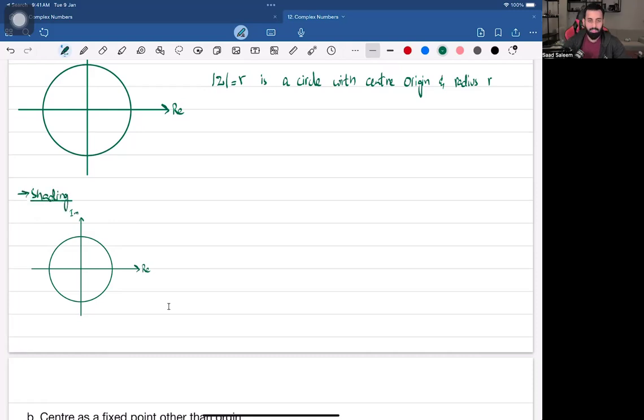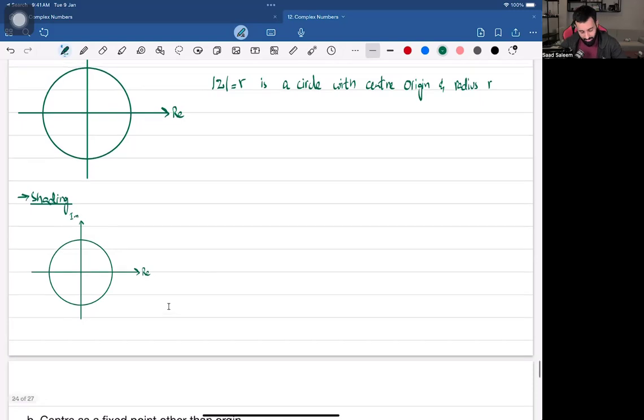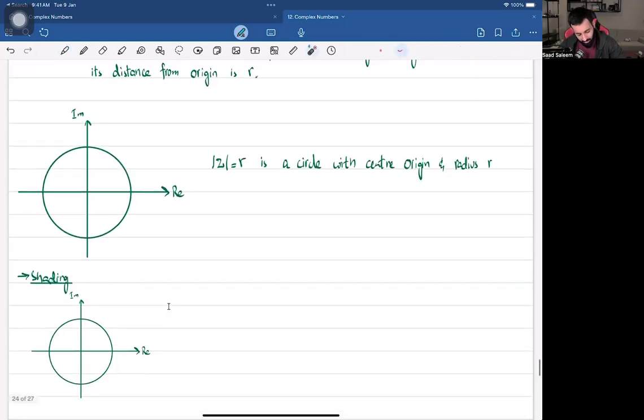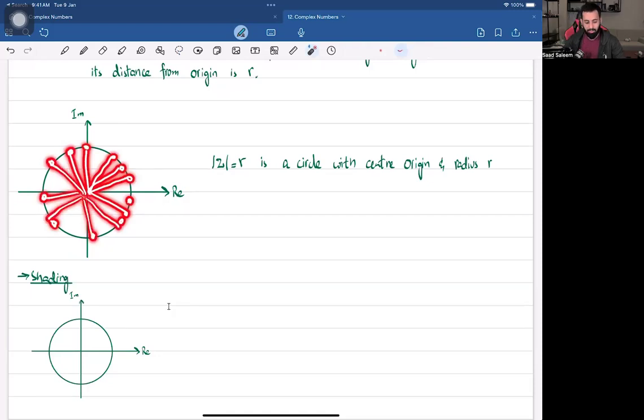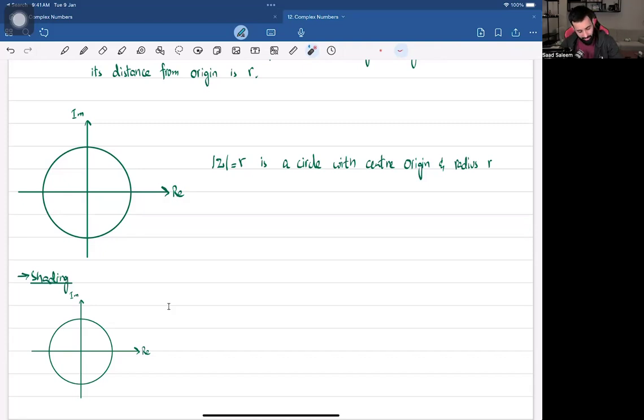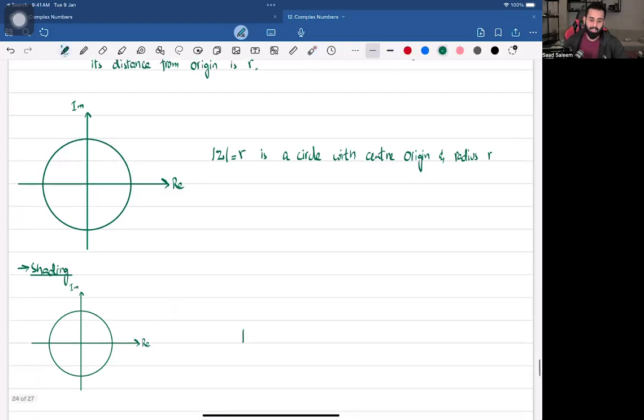So let's say the question is this. First of all, let's understand what all the points on the circumference look like. The one thing common about all the points on the circumference is that their distance from the origin is the same, and that's equal to r. But what if I want to identify all the possible points where the distance from the origin is more than r? In other words, if I want to shade and identify this region where modulus of z is greater than or equal to r.